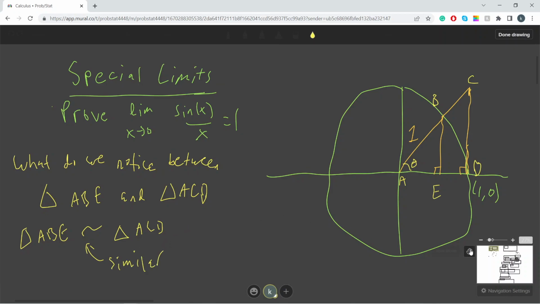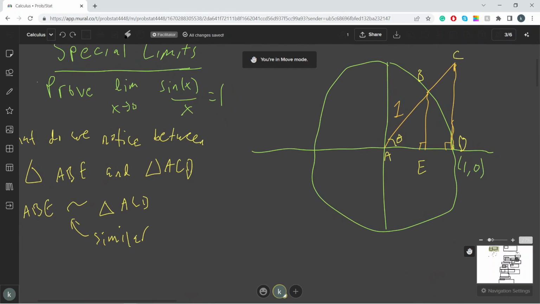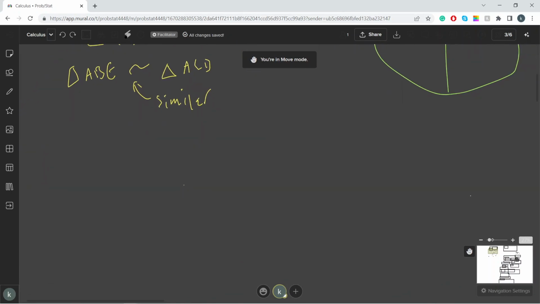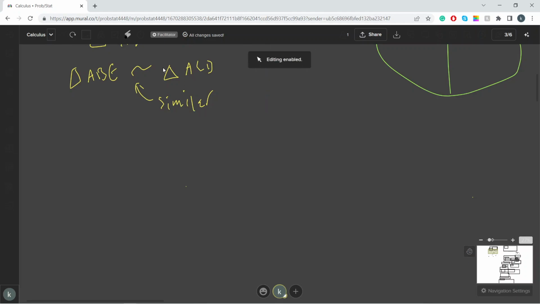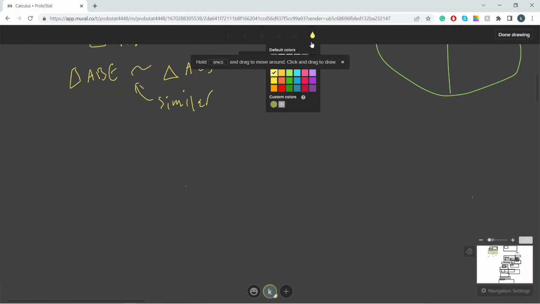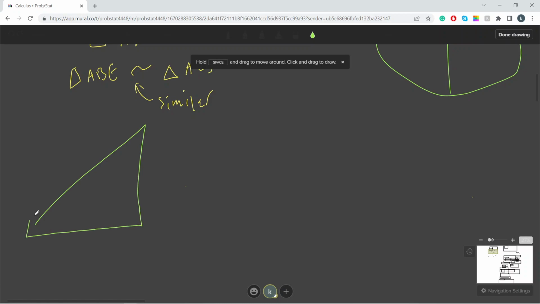Okay, so now that we know that, let's start filling in this triangle right here. I'm going to draw another copy of that triangle down here so that we have more space. So we have this triangle right here, triangle ABE and ACD. And what do we know?